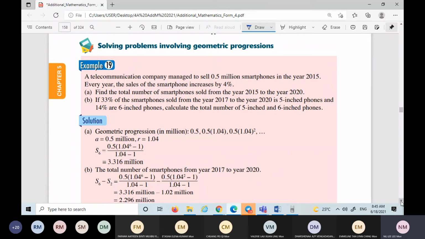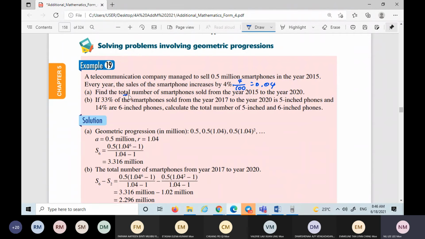Okay, a company managed to sell 0.5 million smartphones in the year 2015. Every year, the sales of the smartphone increases by 4%. If 4%, you divide by 100 because of percent, so you get 0.04. Find the total number of smartphones sold from the year 2015 to the year 2020.